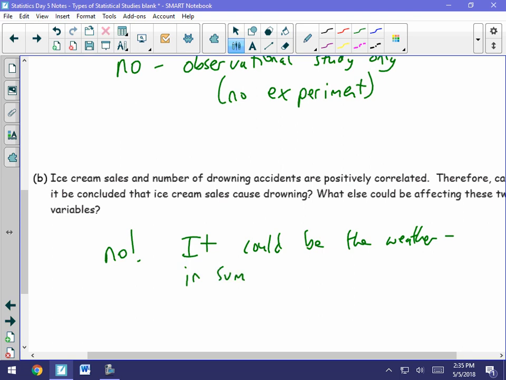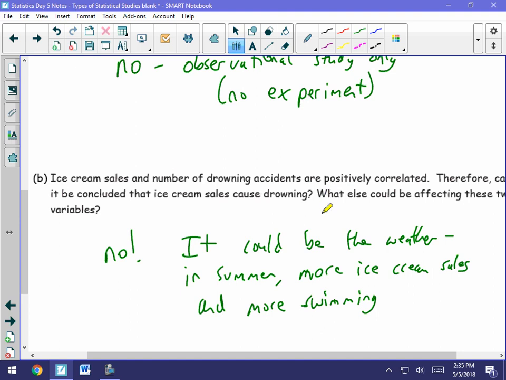In the summer, I'll say more ice cream sales and more swimming. And unfortunately, if there's more people going swimming, that would mean that there might be more people that are drowning. Not that we should joke about that, but yeah, the fact that they are both going up at the same rate does not mean that one thing was causing another thing. There could be something else going on. Okay, so correlation does not imply causation. You've got to have an experiment.